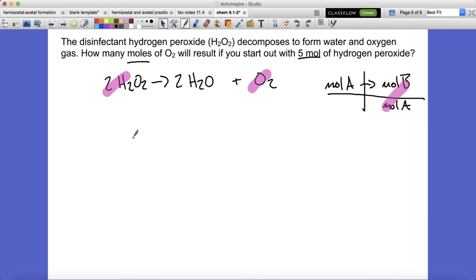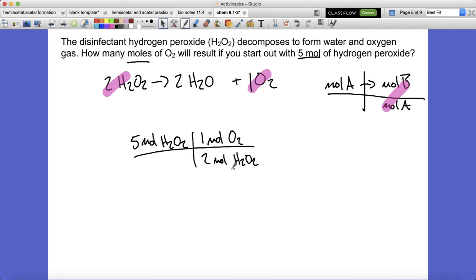So again, I'm just going to start with what was given, 5 moles of hydrogen peroxide, and I'm going to convert into moles of oxygen. So again, it was 1 mole of oxygen in the equation. There was a 1 in front here, even if I didn't write it. And 1 mole of oxygen is produced for every 2 moles of hydrogen peroxide that react. That cancels my label. That helps me get an answer of 2.5 moles of oxygen.